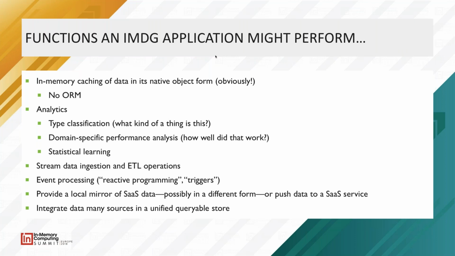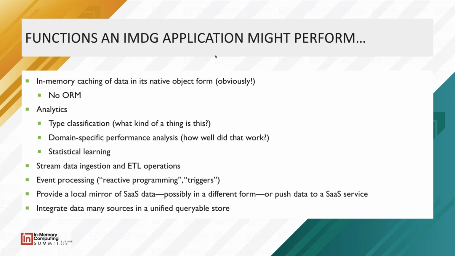Oftentimes when people talk about in-memory data grids, they think that so much of the performance win comes from keeping stuff in memory. And that's completely true, because memory is about 1,000 times faster to do a main memory lookup than even to do a random access from a modern SSD.